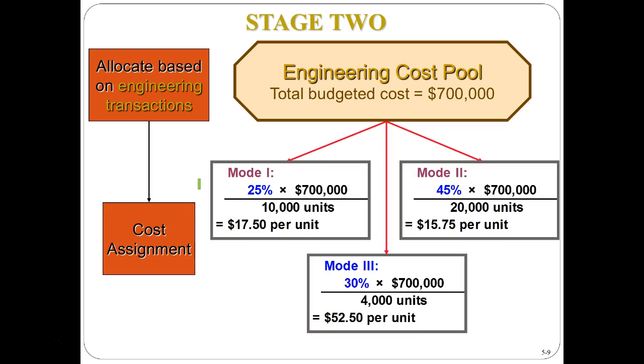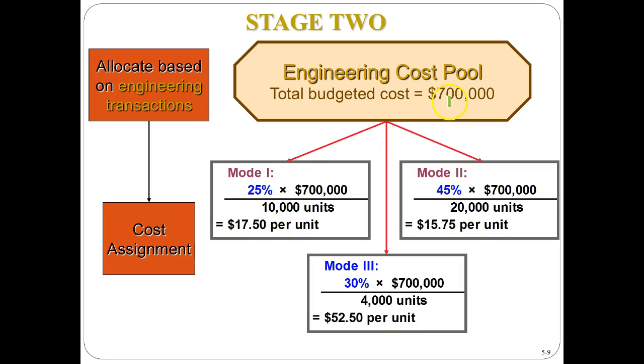So we're going to go to the engineering department. We're going to say, give us your best estimate on what the breakout is between Model 1, Model 2, Model 3. And in this case, the engineering department says, based on the analysis that we made, we believe that Model 1 is 25%, Model 2 45%, Model 3 30%. So we're not going to get into how the engineering department came up with those numbers. We're going to assume that they went through a detailed process in order to get those numbers.